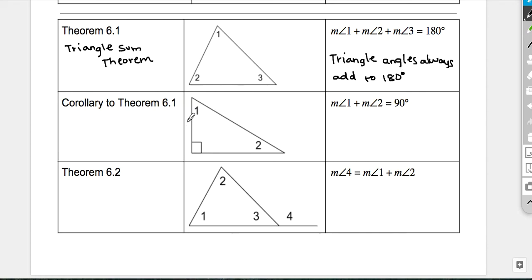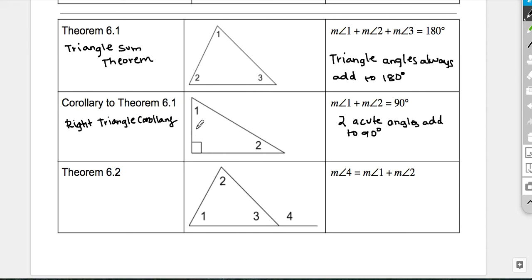All right, so the next thing is a corollary, and a corollary just means a specific case of a certain theorem. So this specific case is for right triangles. We can call this the right triangle corollary. And so the right triangle corollary says that if you have a right triangle, then the two acute angles add up to 90. So two acute angles add to 90.